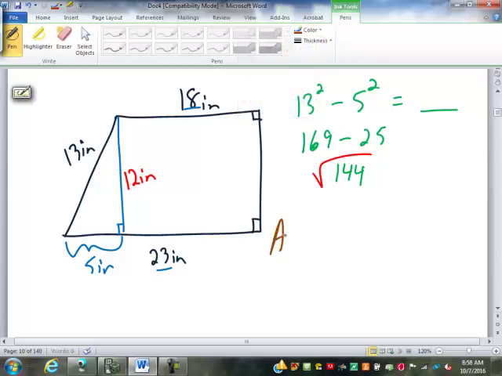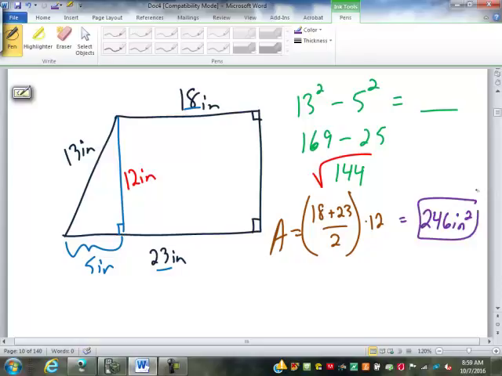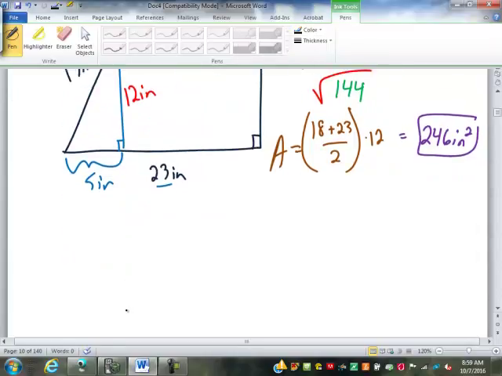So that translates into our area. 18 plus 23 over 2 times 12. If you do that out, you're going to get 246 square inches. Good deal. So we can find areas.